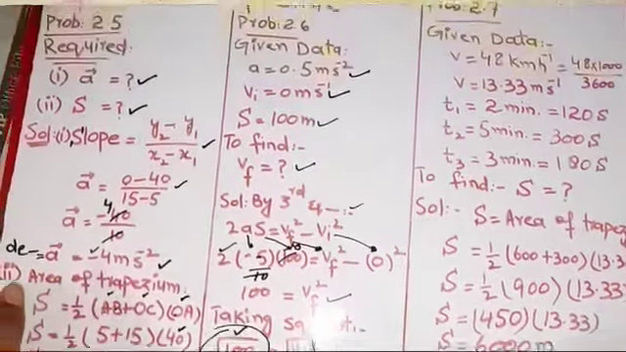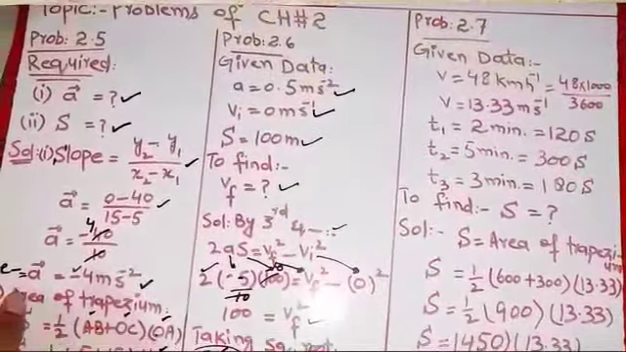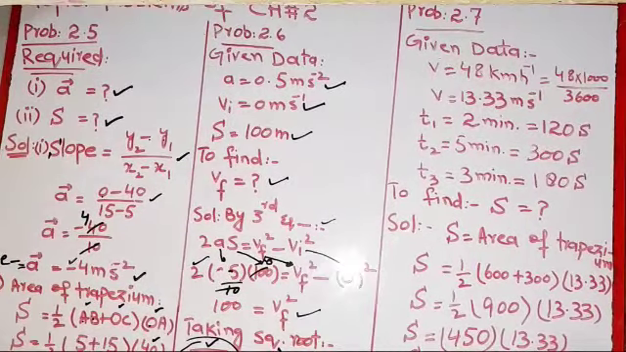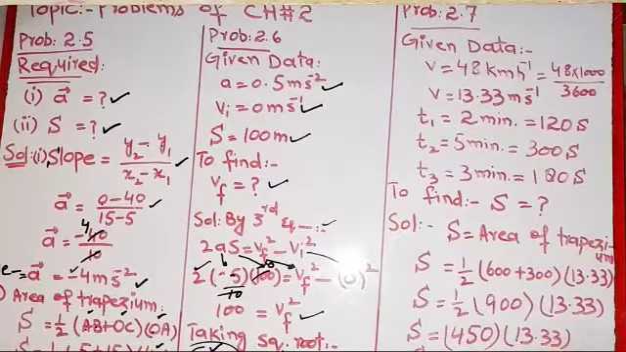Now move to numerical number 2.7. You can see here the statement of numerical number 2.7 is: a train starting from rest accelerates uniformly and attains a velocity of 48 km per hour in 2 minutes. It travels at this speed for 5 minutes. Finally, it moves with uniform retardation and stops after 3 minutes. Find the total distance traveled by the train. We have to find the total distance traveled by the train.